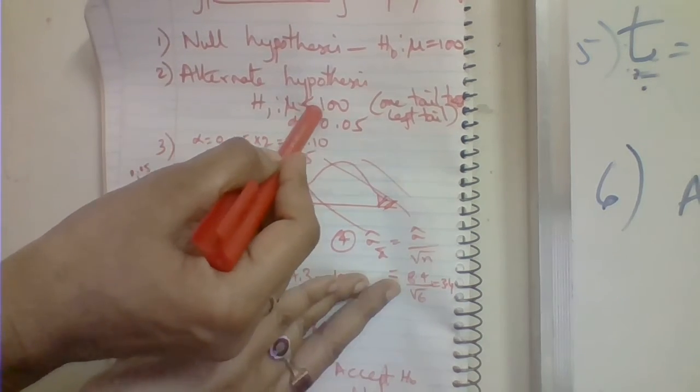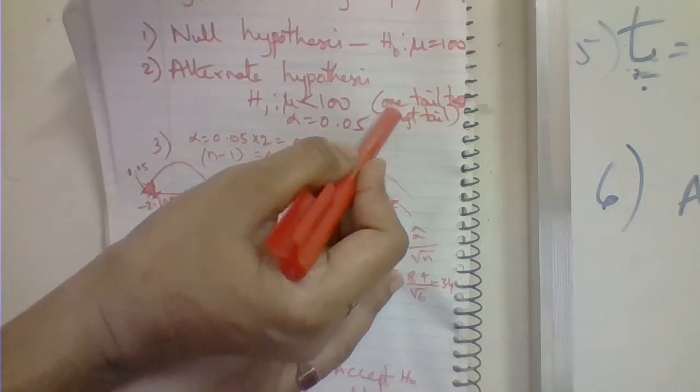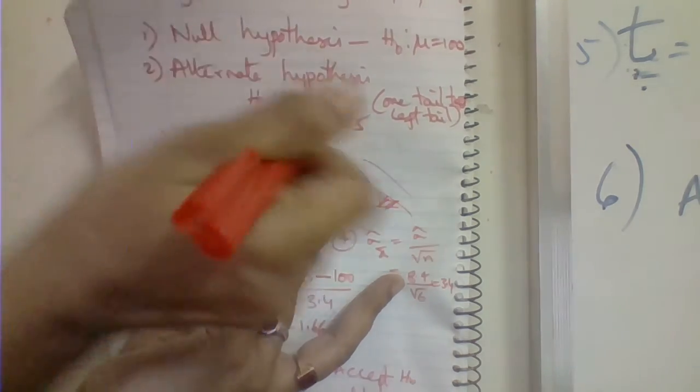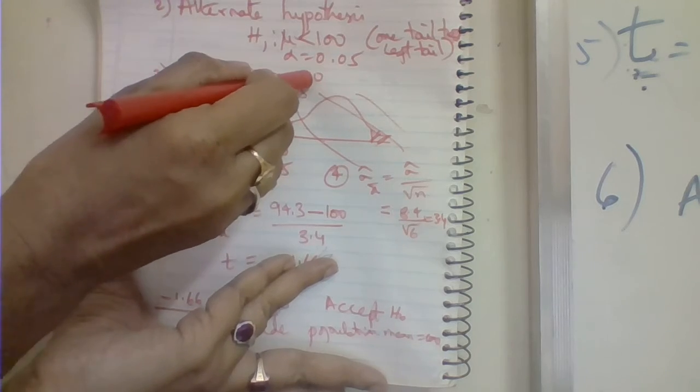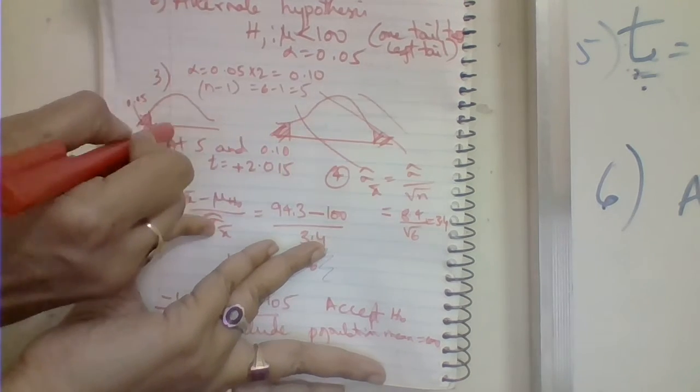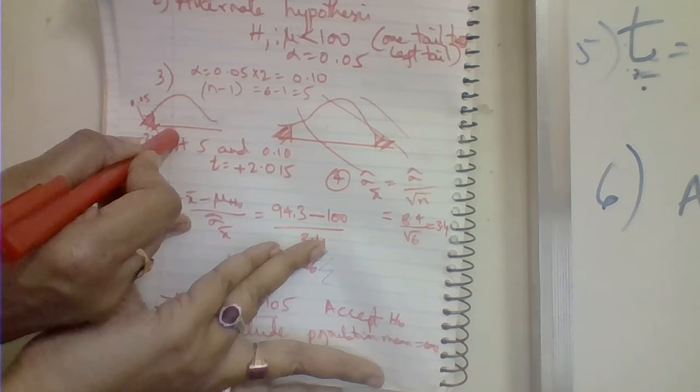Because this is less than, it is a one tail test. Less will be to the left side. So this is a left tail test. So immediately write what is the value of alpha. Because this is a small sample, we take the t distribution curve.